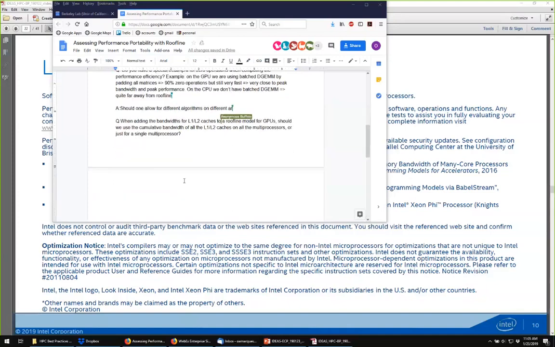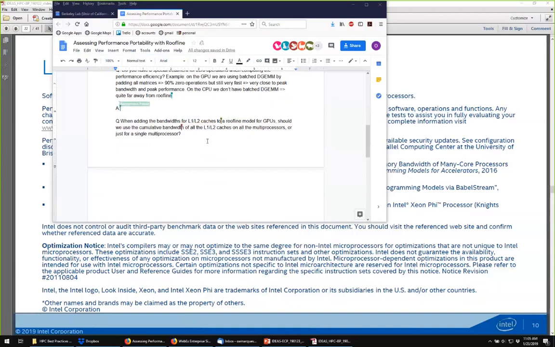The last one here. When adding the bandwidths for level 1 and 2 caches to a Roofline model for GPUs, should we use the cumulative bandwidth of all the L1 and 2 caches on all the multiprocessors, or just for a single multiprocessor?